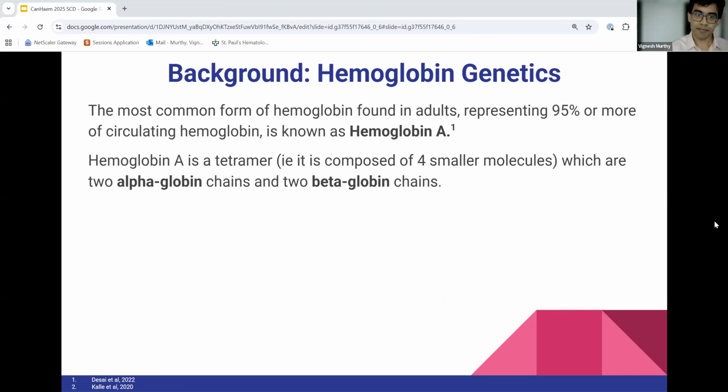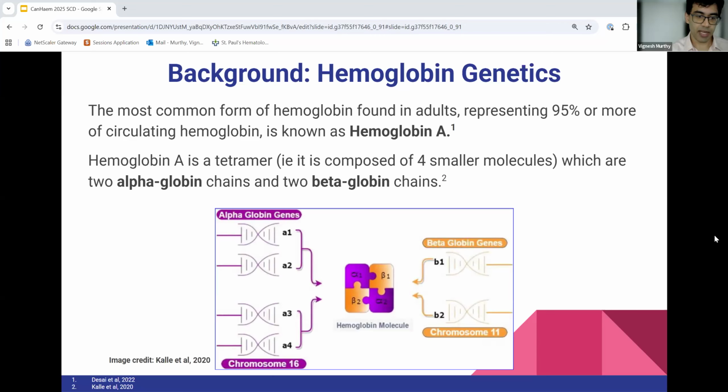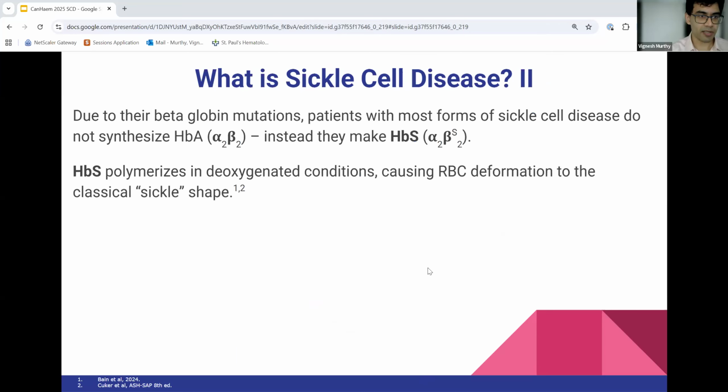Now, taking a step back, the most common form of hemoglobin found in adults. If you look at your CBC and you see the hemoglobin, 95% of that is going to be something called hemoglobin A. And that is the case in the vast majority of adults. And that's a tetramer. It's composed of 2 alpha globin and 2 beta globin chains together. And this is a genetic schematic that explains this, showing that there's 4 alpha globin genes here and 2 beta globin genes here, which code for these proteins that come together to form our hemoglobin molecule that we're familiar with.